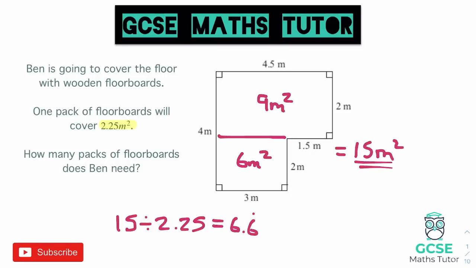The reason that we have to round it up is that if we were to buy 6 packs, then we wouldn't have enough. And if we were doing this in real life, we would have to just buy more packs than needed, and we would have some spare left over at the end. So when we get this scenario, we will round that up and we would say 7 packs, and that would be the final answer for this question.